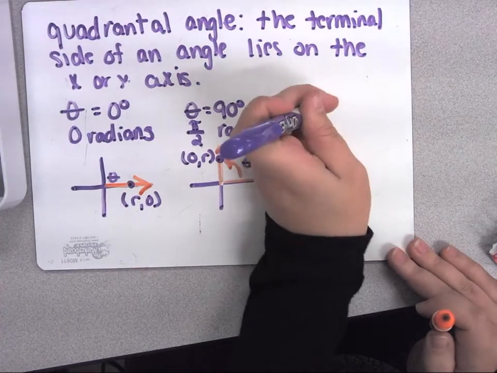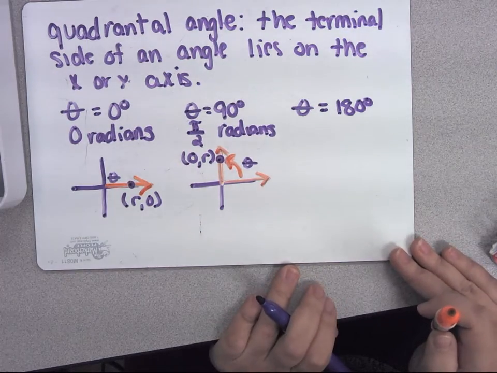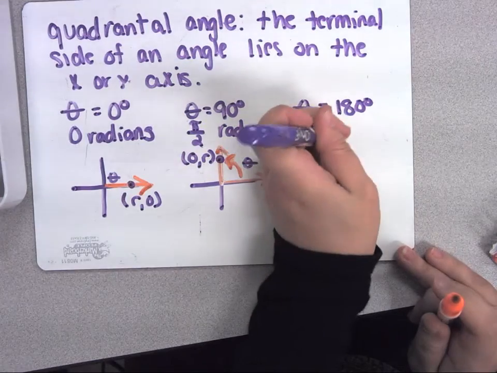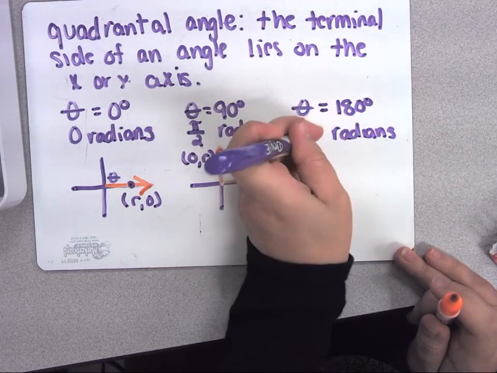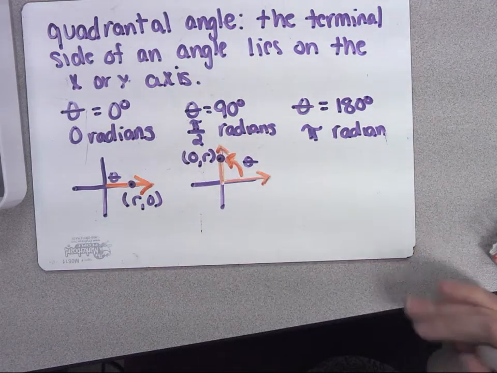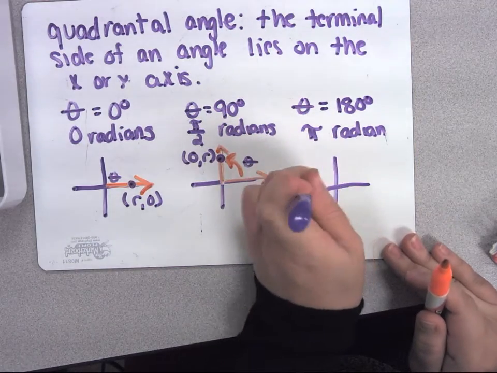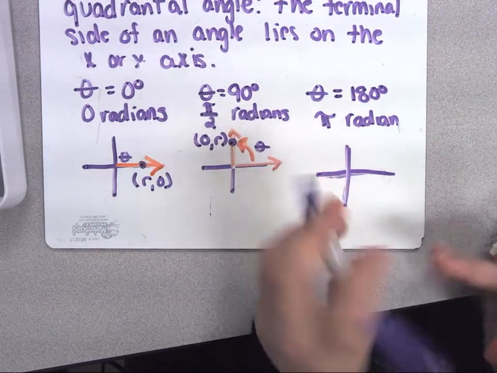Next, theta at 180 degrees. Remember, this is a radian. Correct, it is pi radians. It's actually 1 radian, it's radian, not radians. Oh, that's ugly. It's fine.